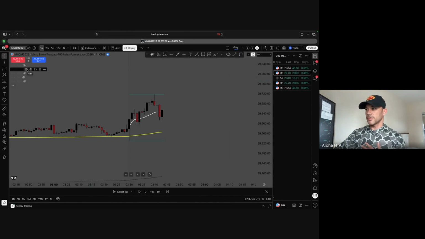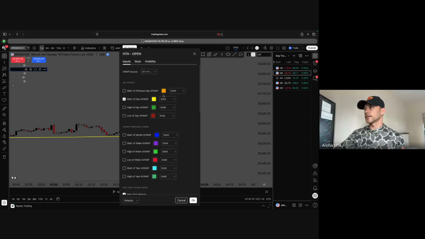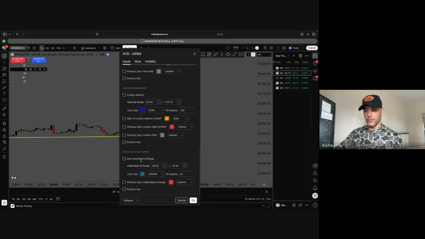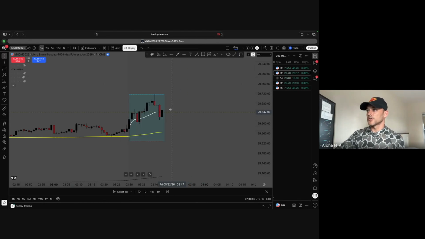Once I apply the indicator, HTA Open pulls up, and what this indicator is doing is setting the first 15 minutes of the day. If you like to trade the initial balance, which is usually the first hour, you could also apply that, and it'll also show within the first hour how high and how low price has gone in that session during that morning.